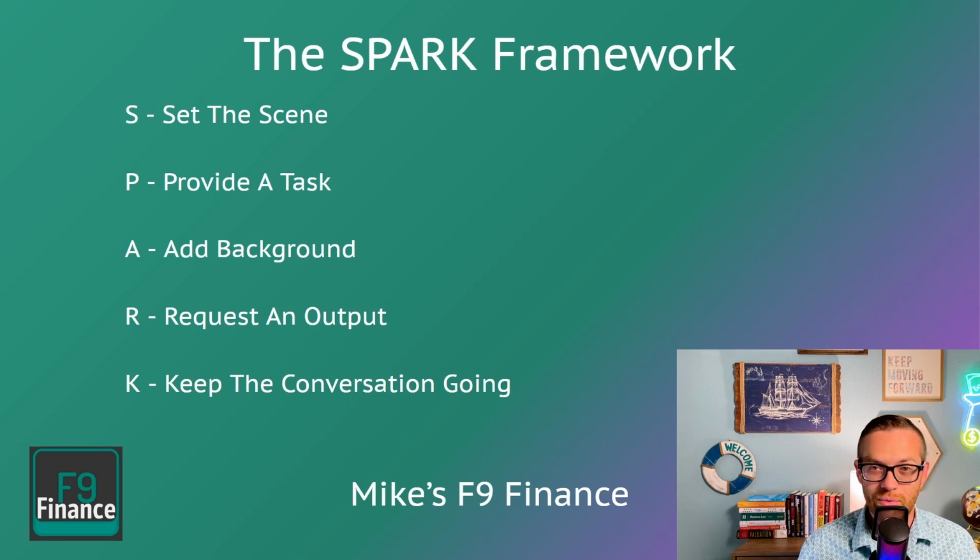R, request an output, and you want to request a very specific output. I want back a summary paragraph, a bulleted list, and a chart of key financials. I want back a CSV file. I want back a JPEG, because you can actually have AI do pictures in a lot of cases. Tell it exactly the output you want back.